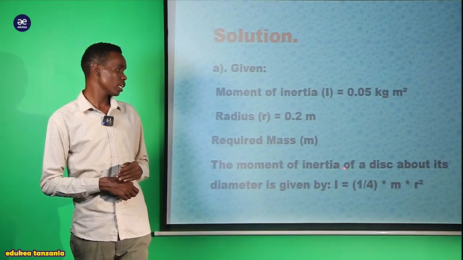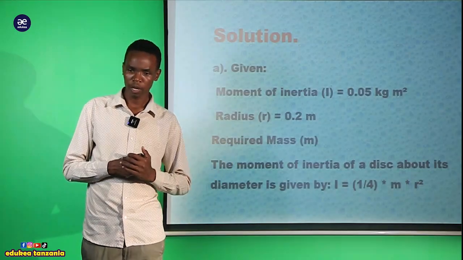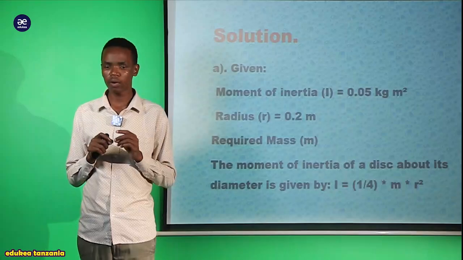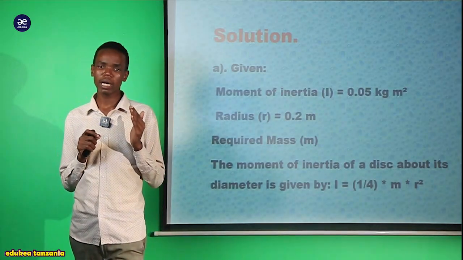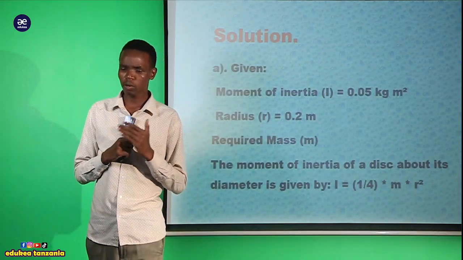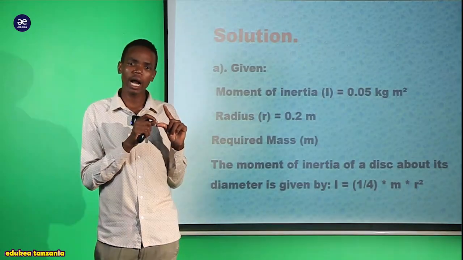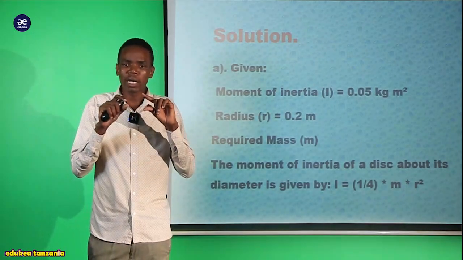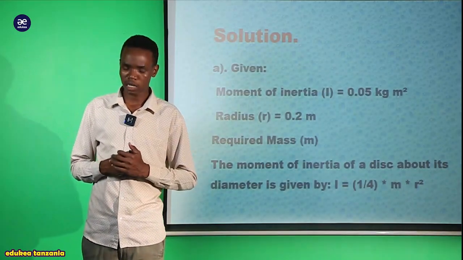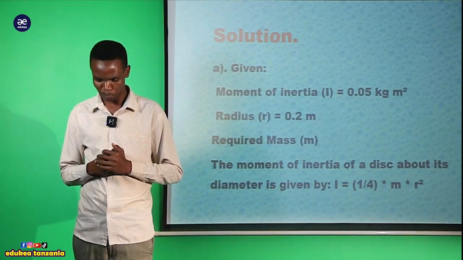So the moment of inertia of a disk about its diameter is given like this one. In order to find the mass of the disk along the diameter, we are supposed to remember the formula that we tried to demonstrate on the past session. On the past session, we demonstrated that the moment of inertia along the diameter must be equal to 1/4 times the mass times the radius square. That is what we demonstrated on the last session.